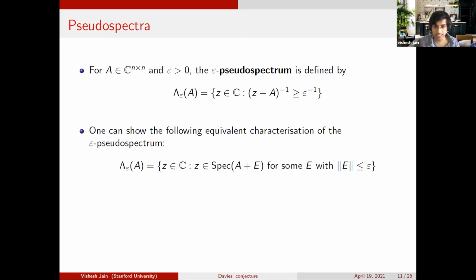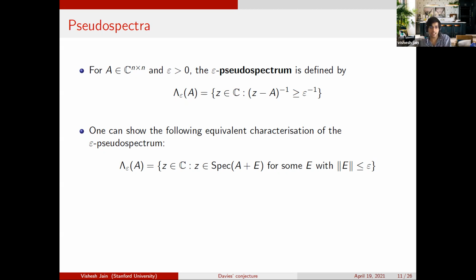But here's an equivalent characterization of the epsilon pseudo spectrum, and this is a linear algebra exercise that you can try to do. I guarantee you it's not so hard. For us, the reason this will be useful is that the pseudo spectrum here is just talking about the level sets of the resolvent, right? But there is an equivalent characterization which is inherently perturbation theoretic, right?